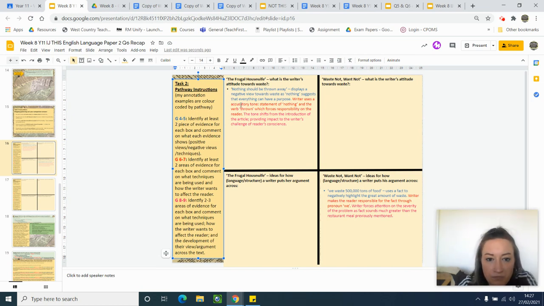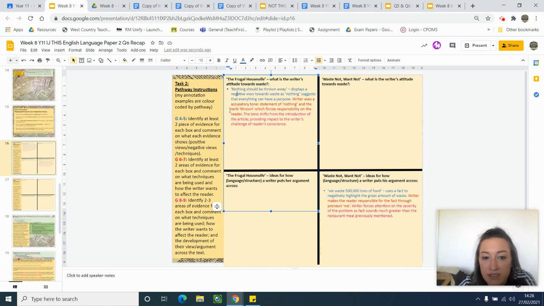Okay, so first of all here, nothing should be thrown away. It displays a negative view towards waste, as nothing suggests everything can have a purpose. The writer uses an accusatory tone, moving on to 6 or 7, analysing tone there. The statement of nothing and the verb thrown, so more focused single word analysis, which forces responsibility on the reader. The tone shifts from the introduction of the article, providing impact to the writer's challenge of the reader's conscience. That's kind of commenting on the structure as well, and really focusing on what the writer is trying to do to the reader.